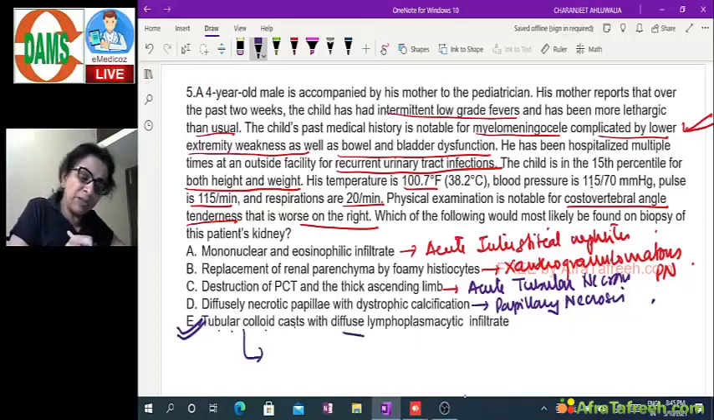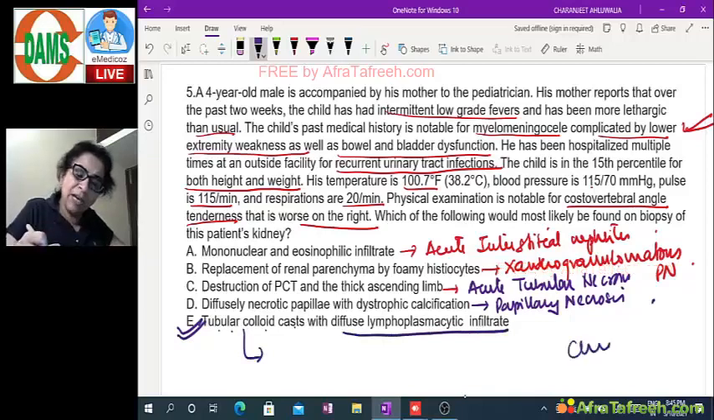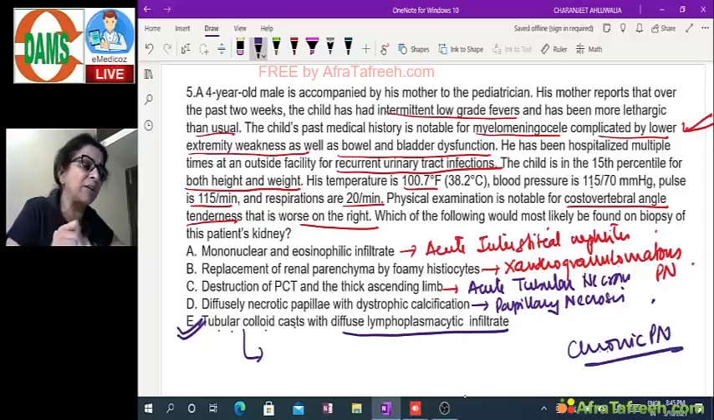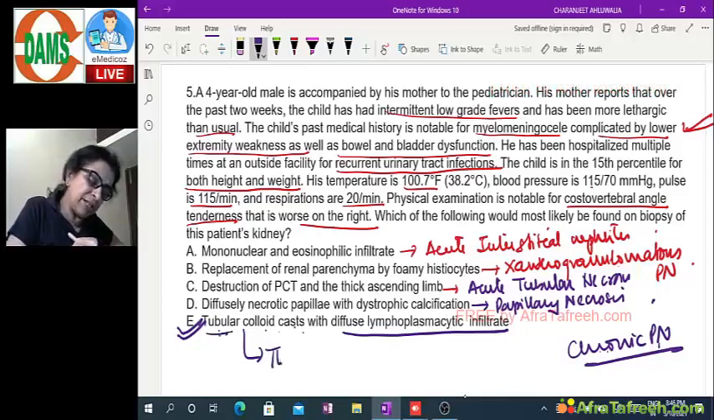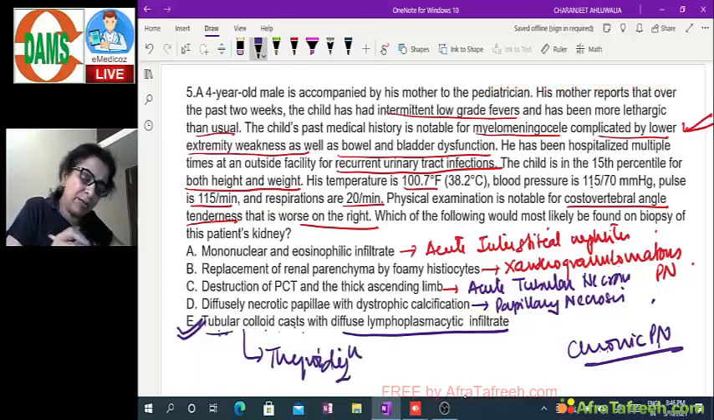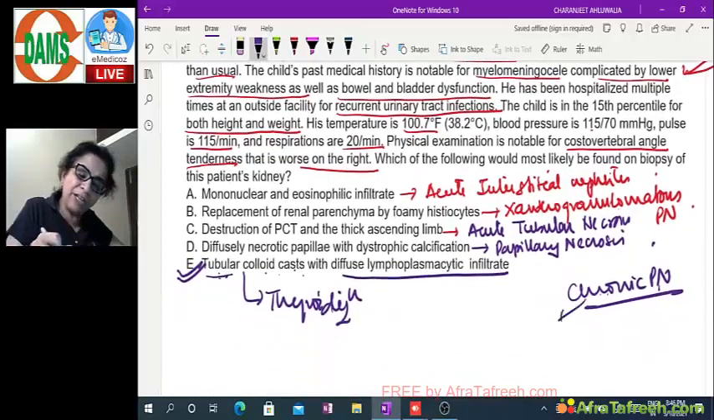Tubular colloid casts with diffuse lymphoplasmacytic infiltrate. So this is chronic pyelonephritis. The child has a reason for chronic pyelonephritis. He has bladder dysfunction, and because of that bladder dysfunction he has recurrent UTI. So now he has developed chronic pyelonephritis. So tubular colloid casts, these are in the tubules, there are colloid casts. These are thyroidization of tubules.